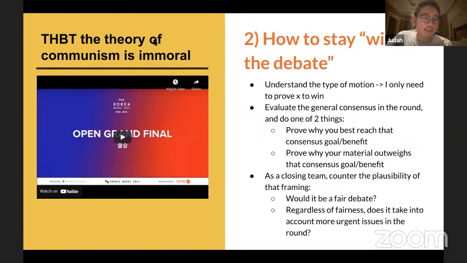So the next thing to ask is how to stay within the debate and understand how to create burdens for your team. Okay, so the motion, and this was from Pre-Korea Worlds, was: this house believes that the theory of communism is moral. Speaker is Ignacio, world finalist. Let's just watch how he frames the opening government team.